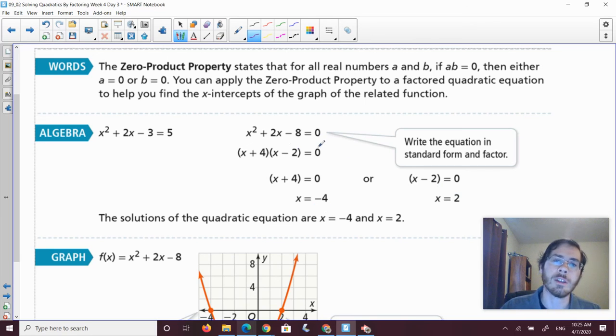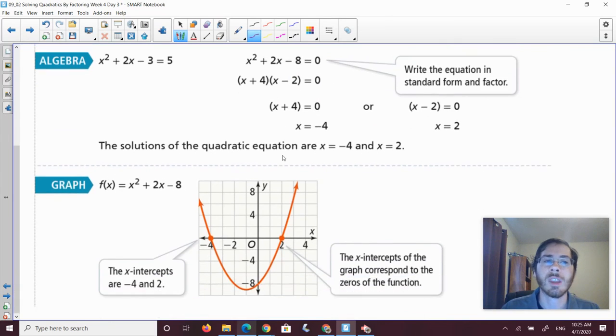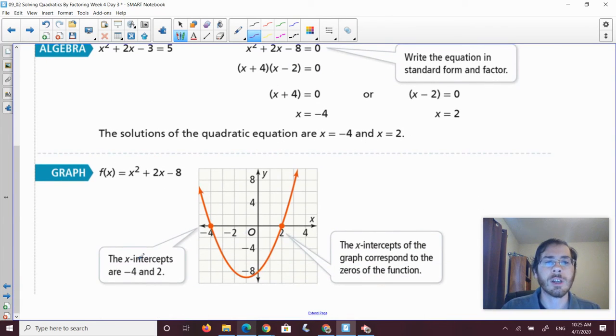Or once we get it to here, we can use Desmos to find the x-intercepts of the equation. For the graph, we saw, hey, these are the x-intercepts, these are the important pieces, and those correspond to the zeros of the function. So the graph helps us to find that out. All right, that's everything with this one.